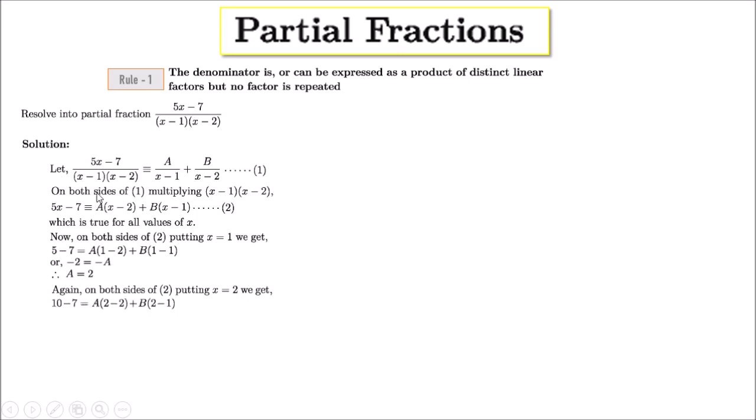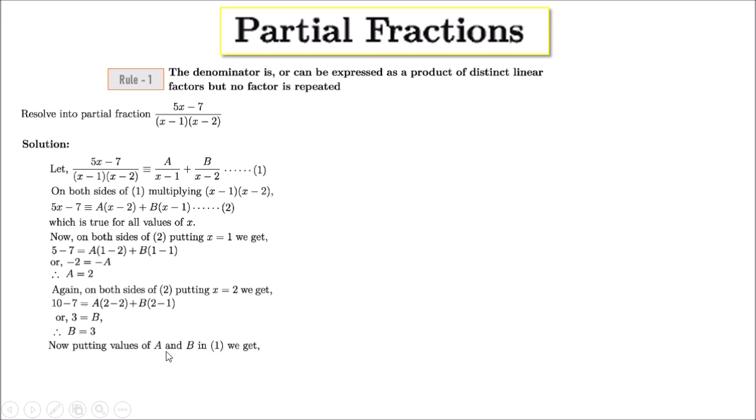Now I am putting it in equation number 2, not 1, equation number 2. So 5 into 2, that equals 10, minus 7, equals what? a into 2 minus 2 plus b into 2 minus 1. In the place of x, I am just putting 2 here. So you will understand b equals 3, I got. So the values of a and b I just got.